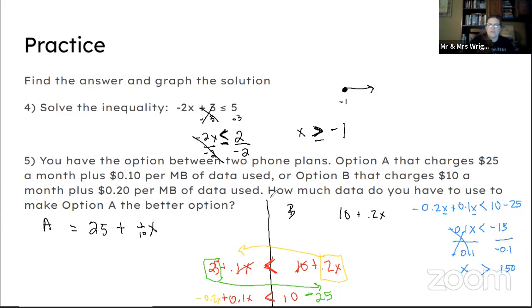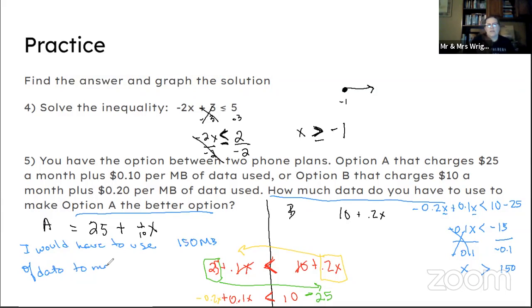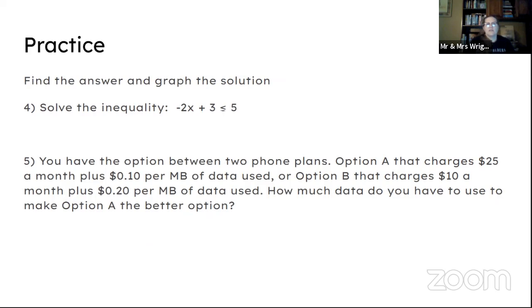So my question was, how much data do you have to use to make option A a better option? So your answer in English would be, I would have to use more than 150 megabytes of data to make option A be a better deal. And there you go. That's the answer to your question and the end of our lesson on inequalities. We'll see you back for the next lesson in just a moment.